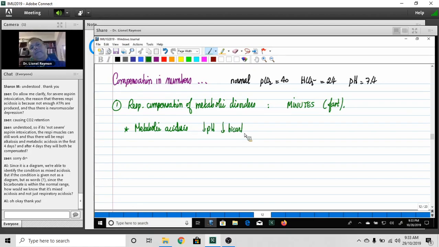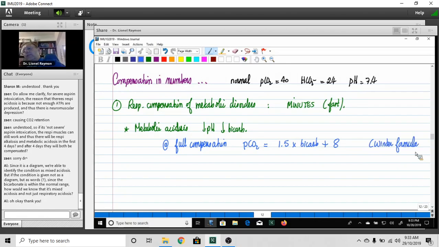Well, at full compensation, PCO2 should equal 1.5 times the bicarb plus 8. That's called the Winter formula. It's a formula to memorize. Basically, what we are trying to avoid is the Henderson-Hasselbalch equation.